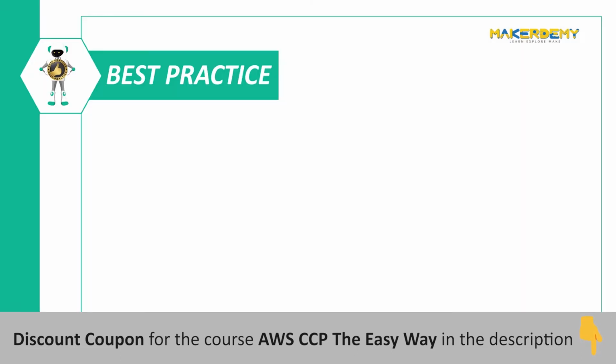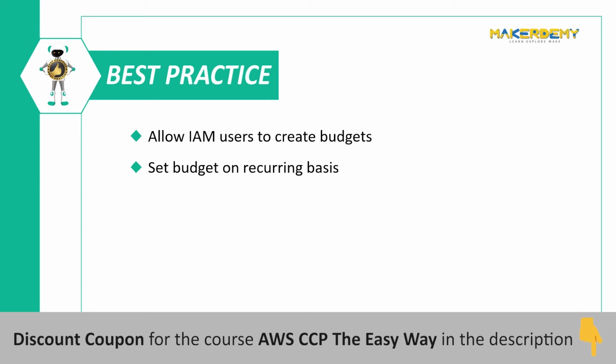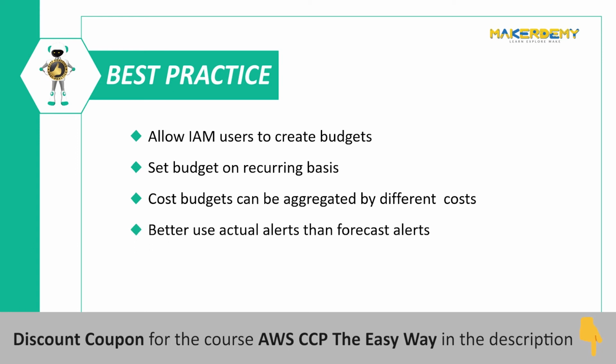Best practices for AWS budgets. Allow IAM users to create budgets in the AWS Billing and Cost Management console. Set your budget on a recurring basis so that you don't unexpectedly stop receiving budget alerts. Cost budgets can be aggregated by unblended costs, amortized costs, or blended costs. It is a good practice to use actual alerts as AWS requires approximately 5 weeks of usage data to generate budget forecasts.